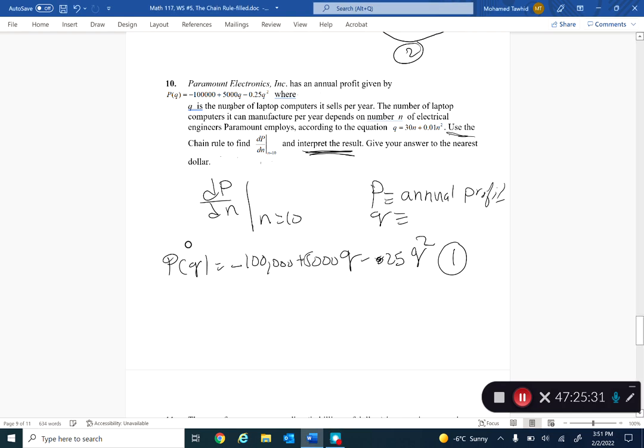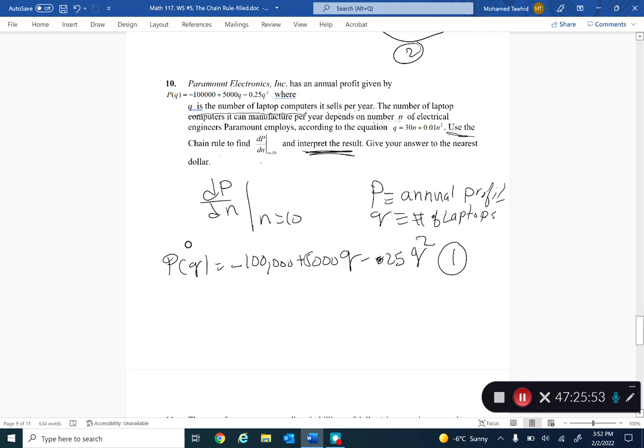Q is the number of laptops, right? So I have to write this, number of laptops. Just copy from there so that you understand: the number of laptops it sells per year. The time here is year. The number of laptops the company can manufacture per year depends on N.